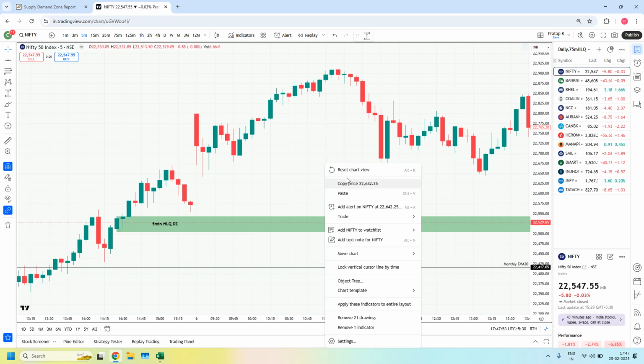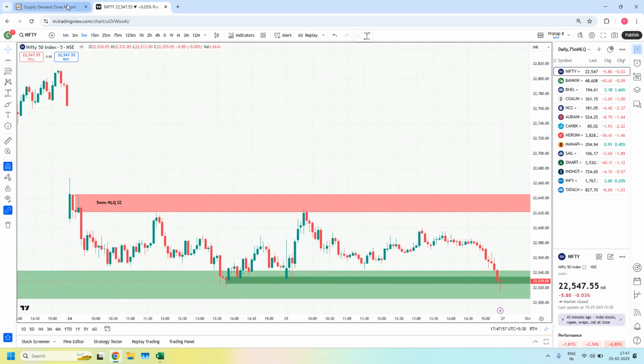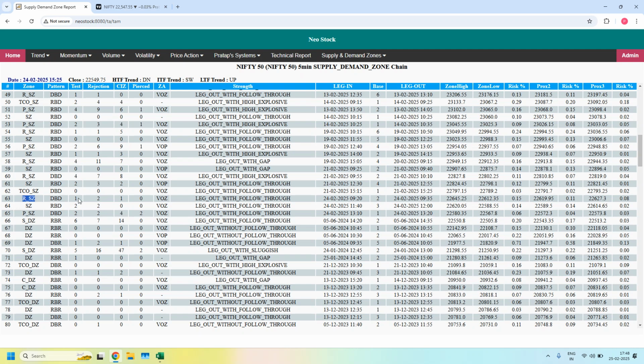See what happened today. And let me see this high liquidity supply zone also. How did our software identify it? Our software identified this high liquidity supply zone on 24th February 2025, this year. 24th February is yesterday only. Yesterday only this high liquidity zone was identified at the 9:20 candle after the 2 base candles.